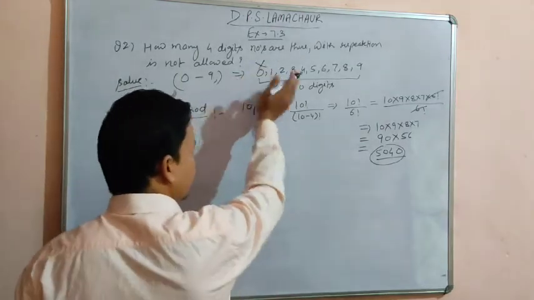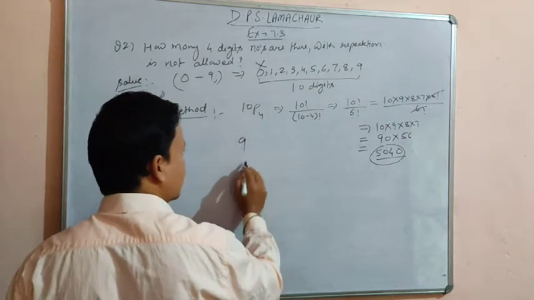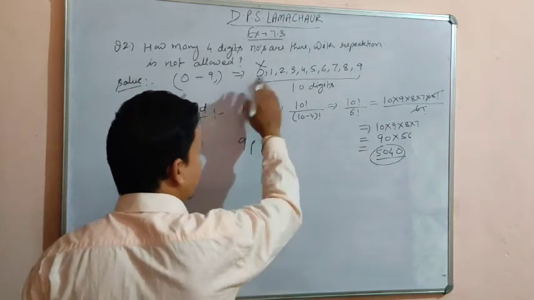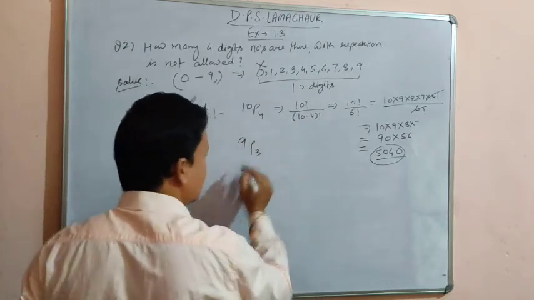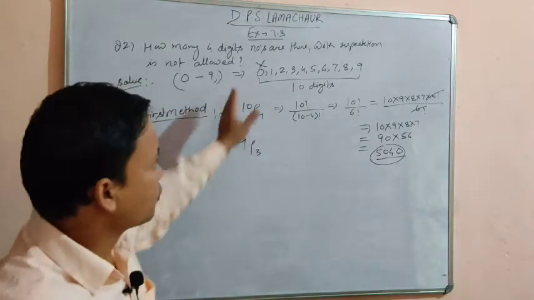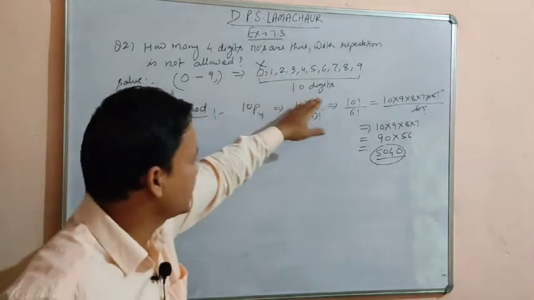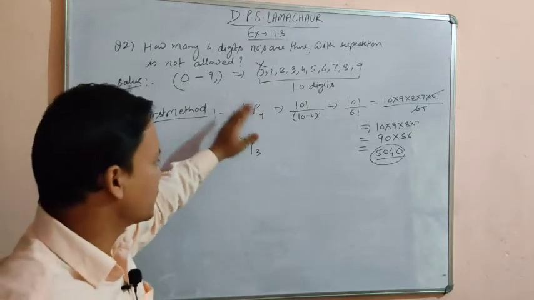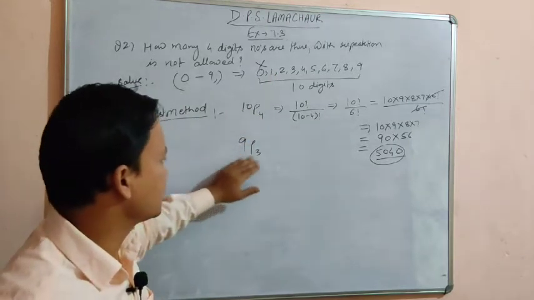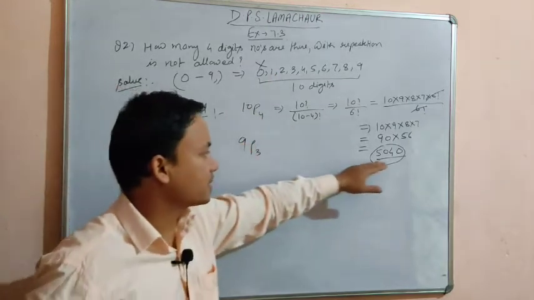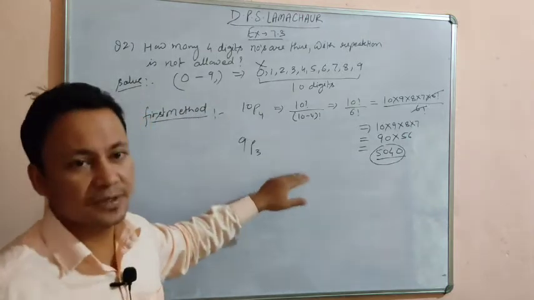If we are going to reduce 0, then we have option 9, and we have to make how many digit numbers? 3-digit numbers. Suppose out of 9 digits, we have to make a 3-digit number. So what are the possible number of arrangements? There is 9P3. So we have to subtract 9P3 from 10P4.